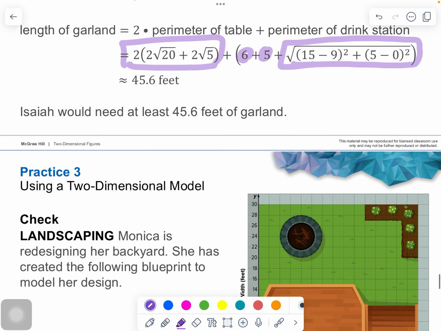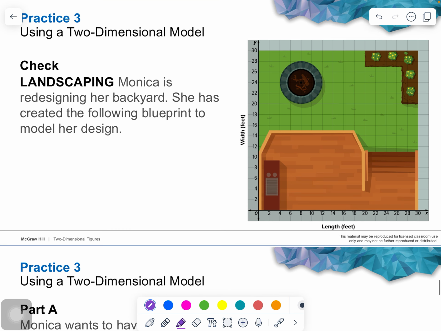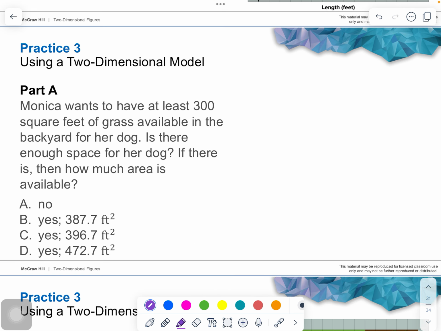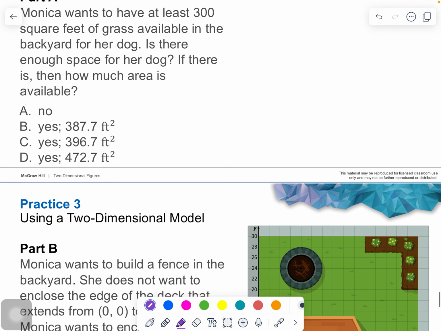Okay. So for you, your last one is, if Monica is redesigning her backyard, she has to create the following blueprint to model her design. She wants to have at least 300 square feet of grass available in the backyard for her dog. Is there enough space for her dog? If there is, then how much area is available, yes or no?